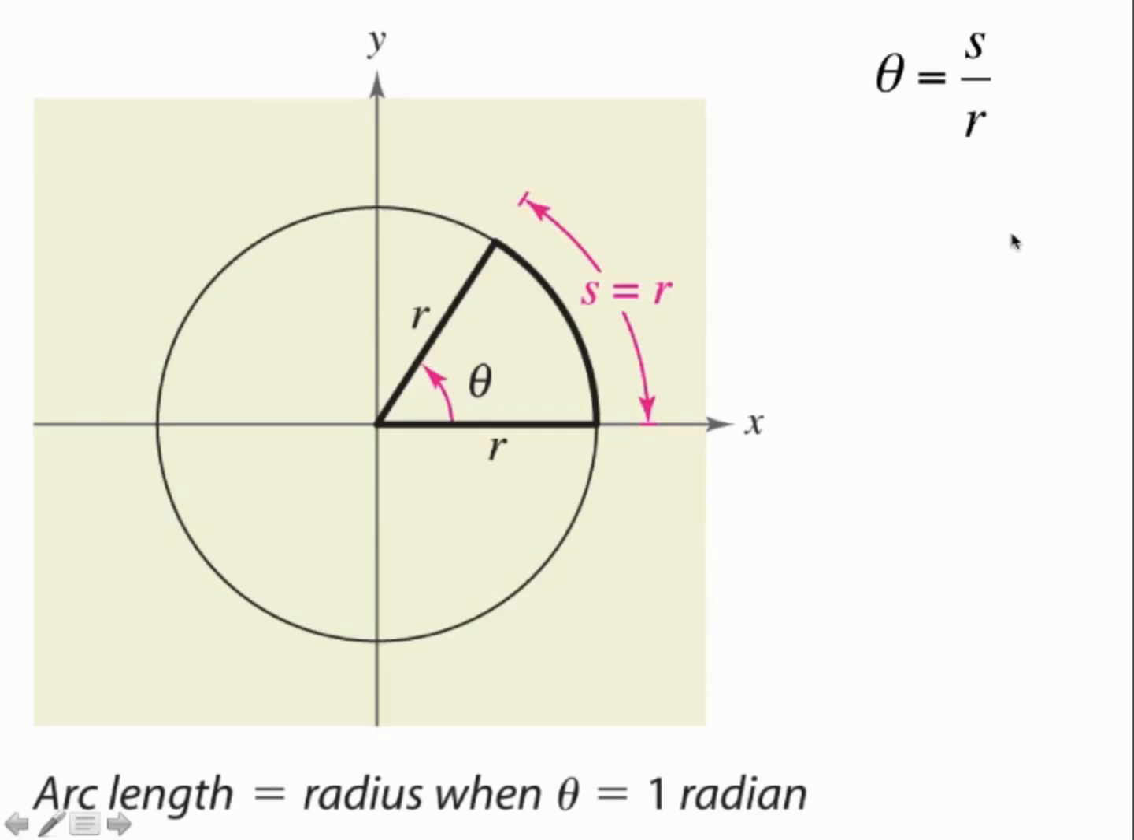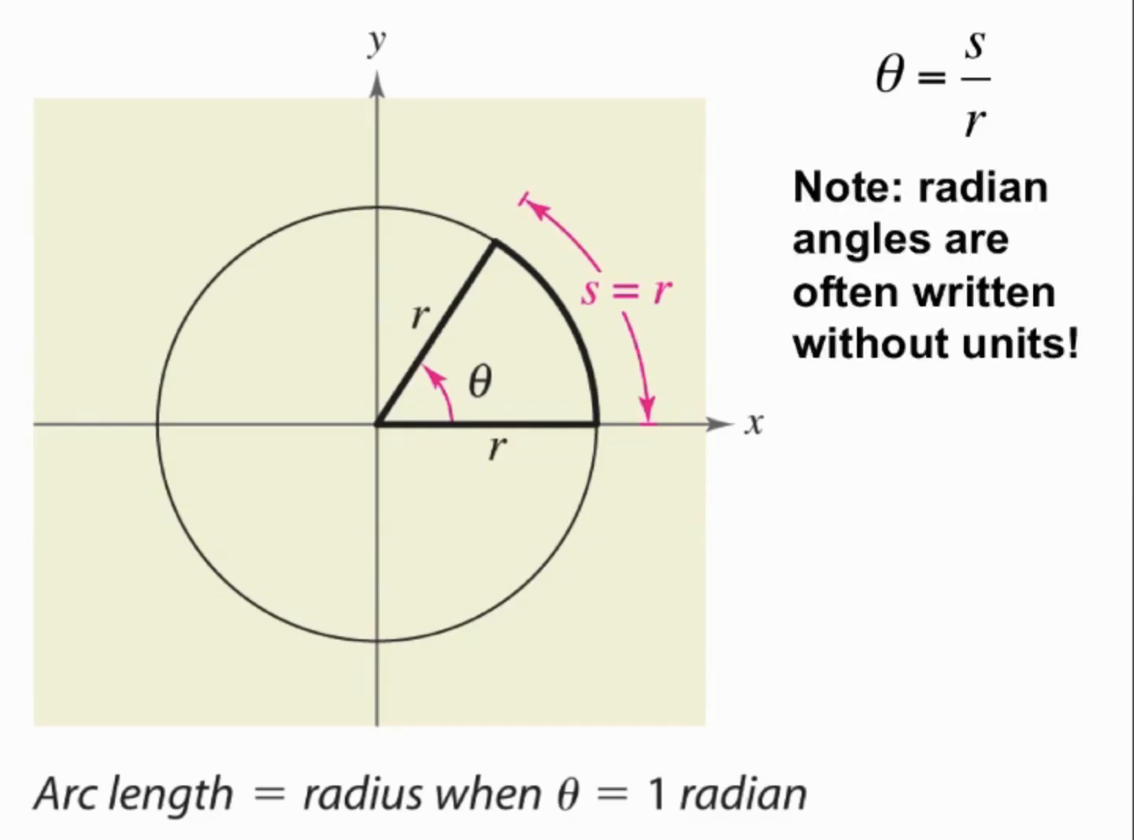In any case, theta is always equal to S over R. When S equals R, the theta is, of course, 1 radian. But S can be smaller than R or bigger than R, and the number of radians would change accordingly. But the basis of the whole radian system of measurement is when the arc length equals the radius.